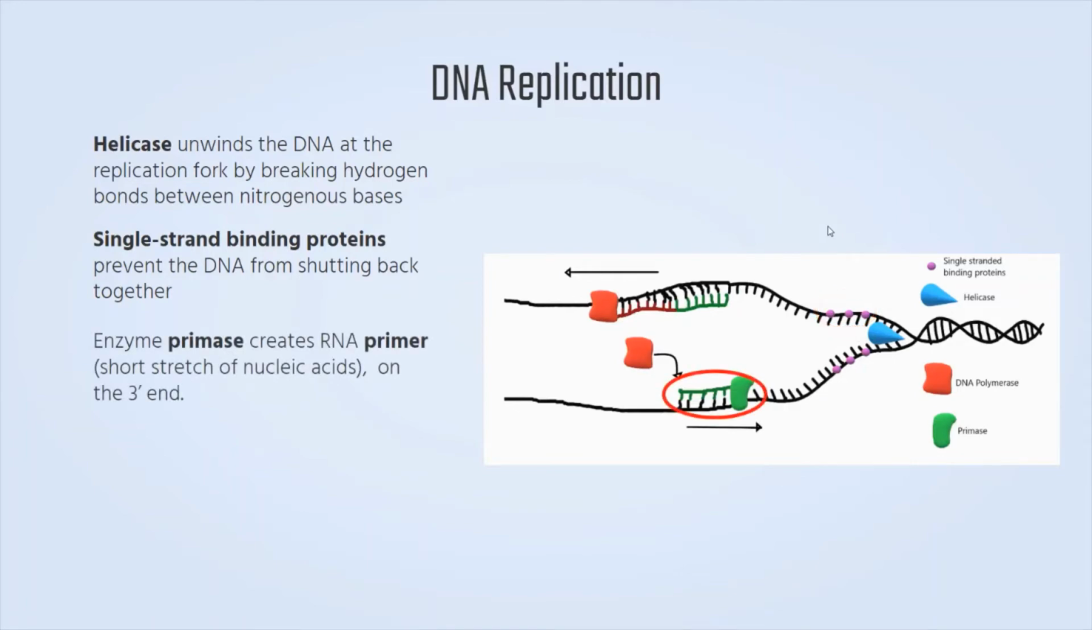An enzyme called primase will create RNA primer, and primer is a short stretch of nucleic acids, and they will go on the 3' end. So this primase will create an RNA sequence that is short, and what this does is it allows DNA polymerase 3, also known as DNA polymerase, to add on to this 3' end using DNA nucleotides.